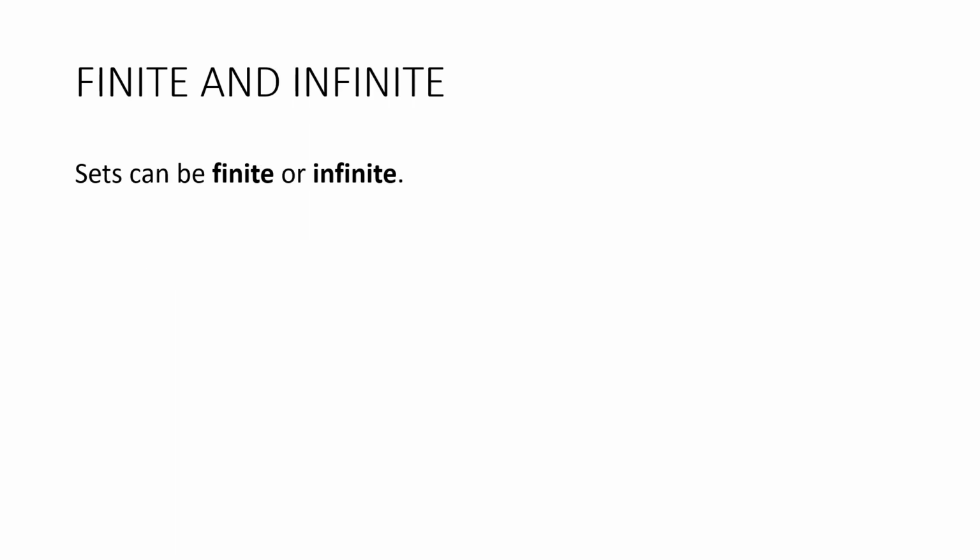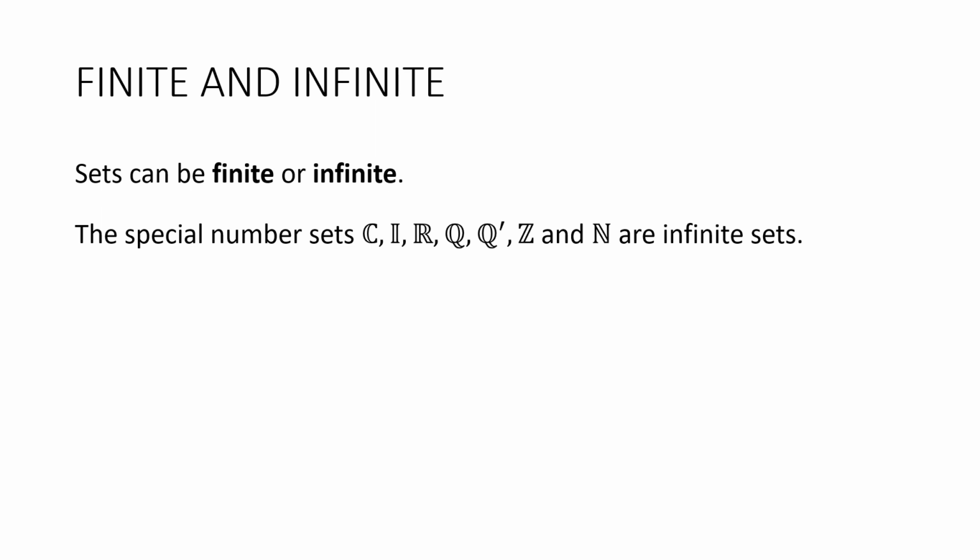Now, sets can be finite or infinite. The special number sets that we covered, the complex numbers, the real numbers, the rational numbers, etc., they're all infinite sets. But the set we defined, A, which contained the numbers 1, 2, 3, 4, 5, that's finite.